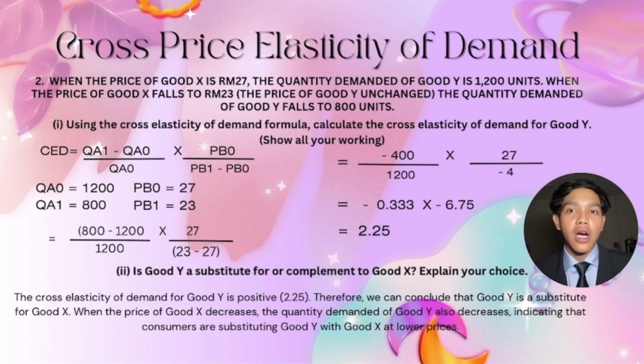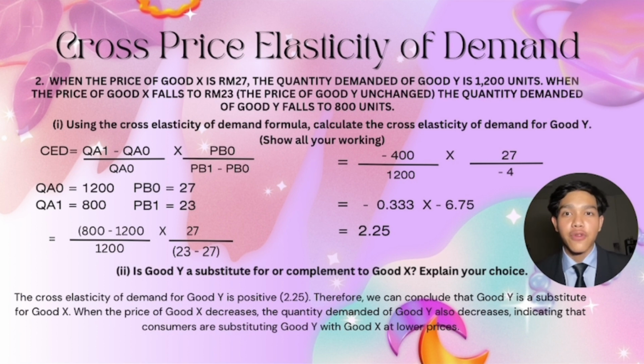Next question. Is good Y a substitute or complement to good X? Explain your choice. First, we need to know if the cross elasticity is positive, the goods are substitutes. If negative, the goods are complements. My answer for this question is the cross elasticity of demand for good Y is positive, 2.25. Therefore, we can conclude that good Y is a substitute for good X.